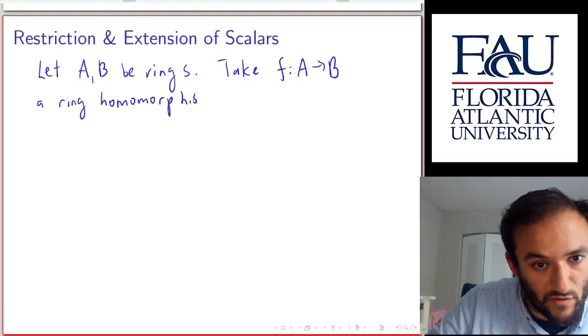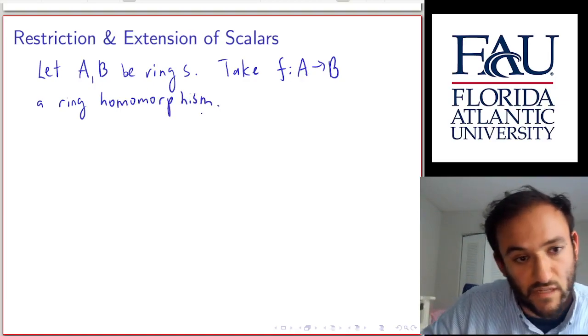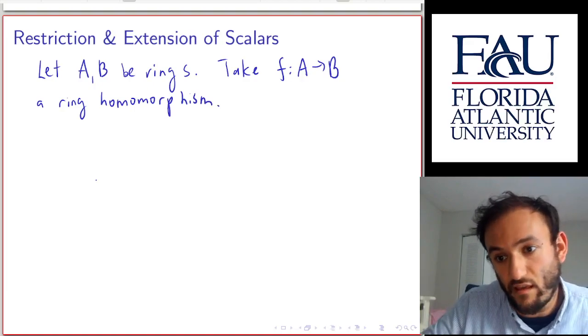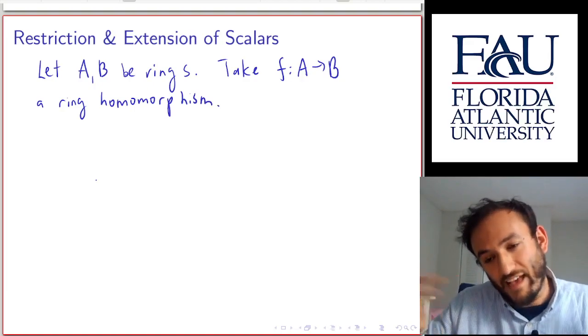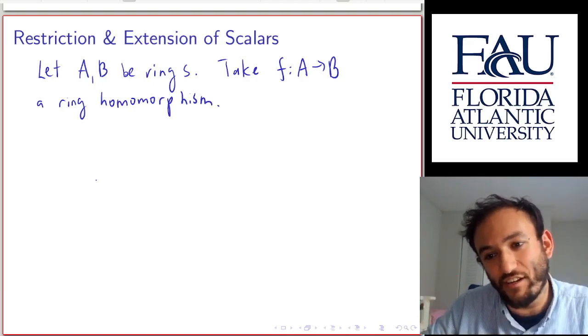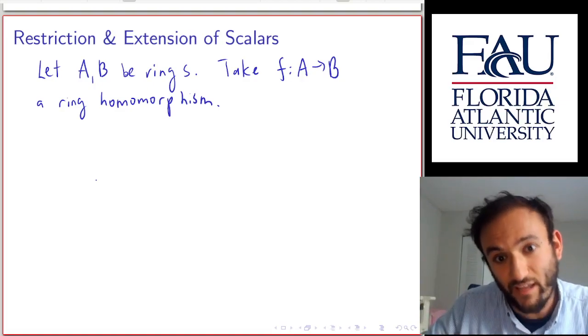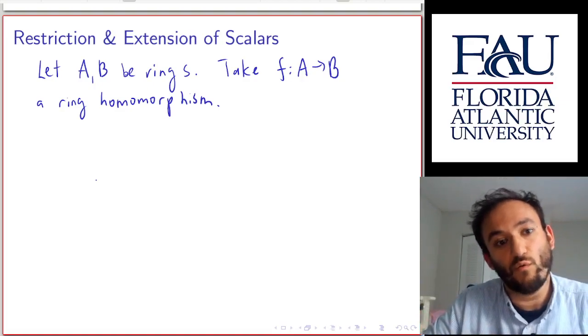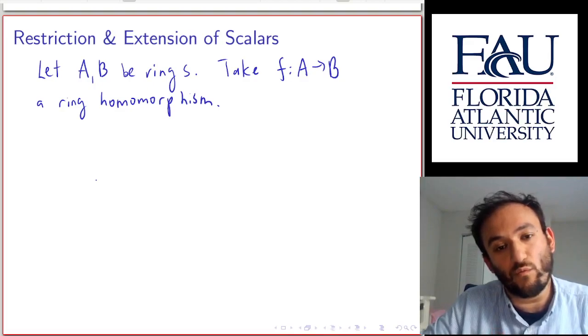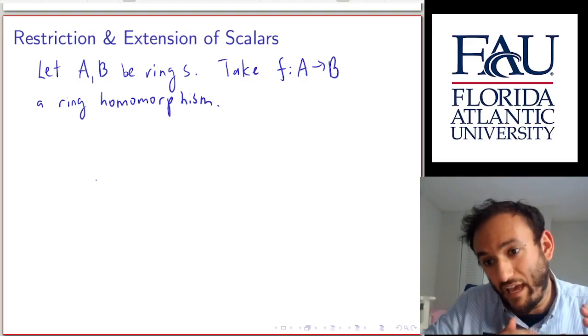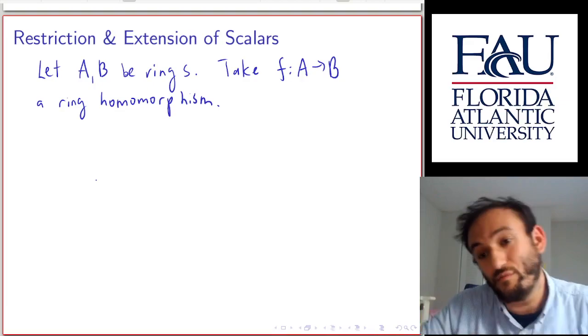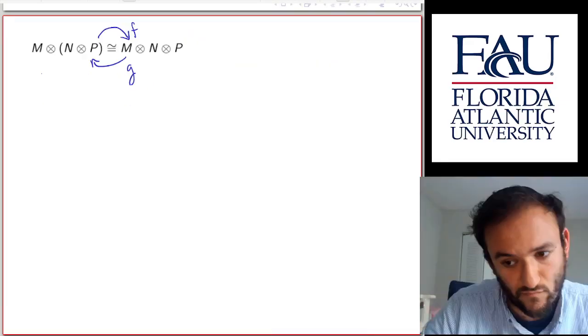Okay, so there are two scenarios we could have with the module. As in that earlier discussion, we're going to pretend that A is the smaller ring and B is the larger ring. So when we start in A, we extend to B, or when we start in B, we restrict to A.